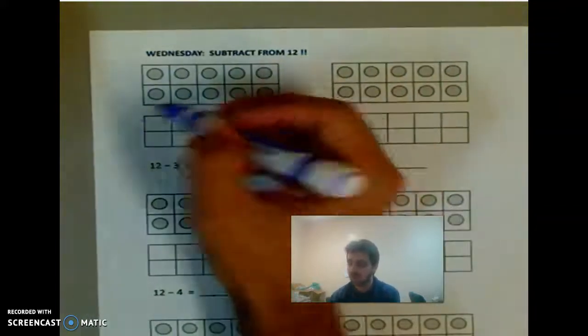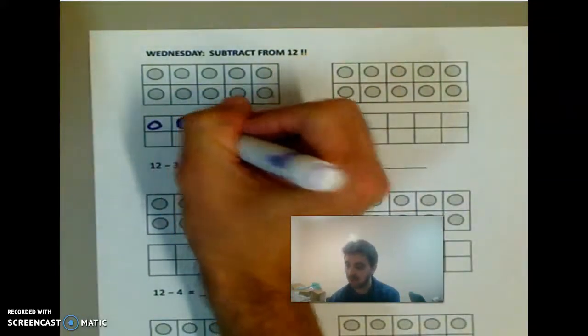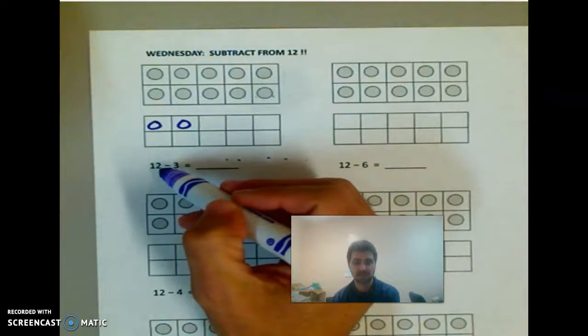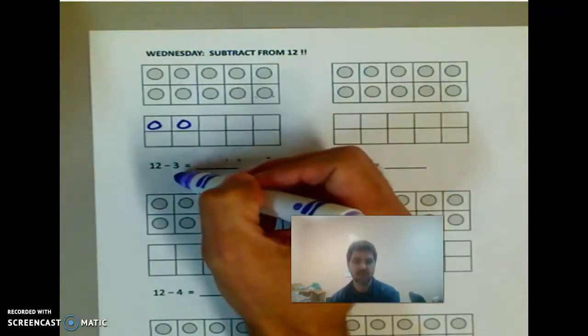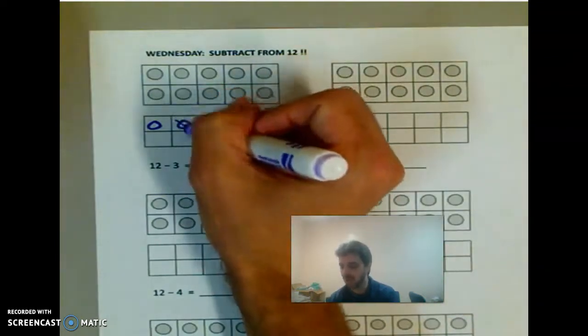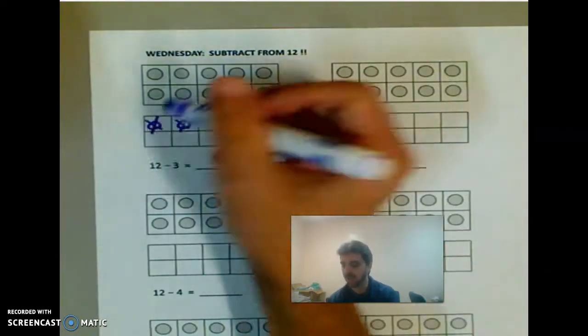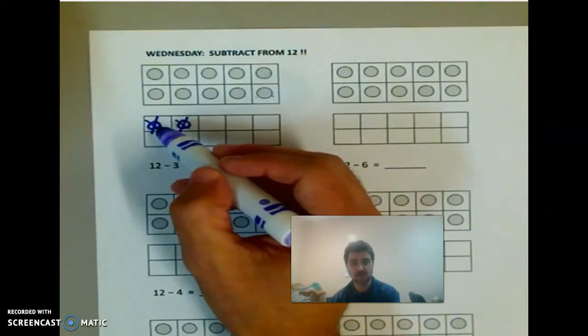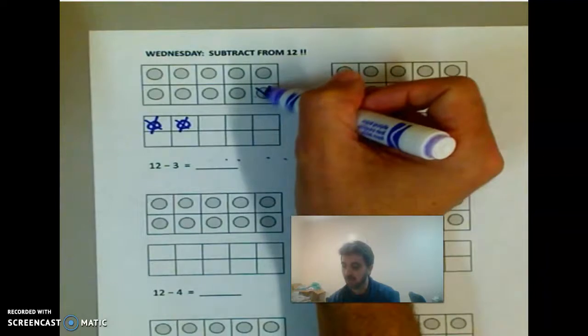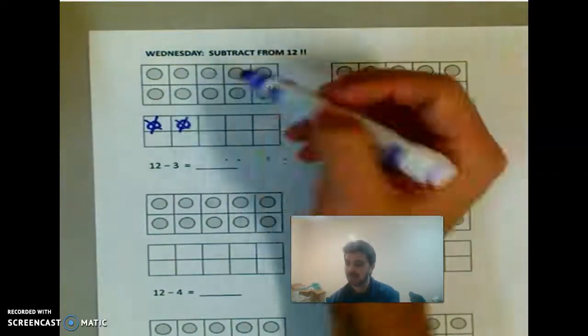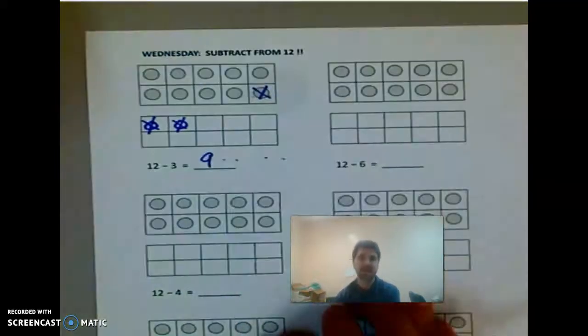So there's 12 balloons, so I'm going to add 2 more balloons because there's always 12. So now I've got 12 balloons, and let's say that 3 of them pop. Oh no, they pop. So we cross out 3. First we cross off 2. Now we're at 10. We have to cross off 1 more, which leaves us with 9. And we would write down 9.